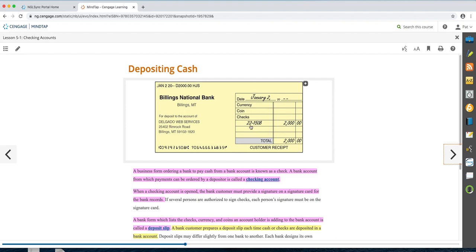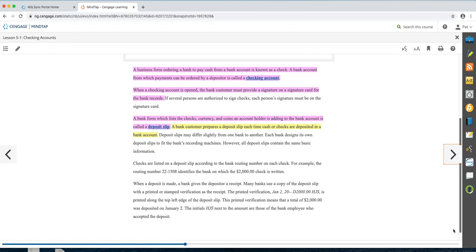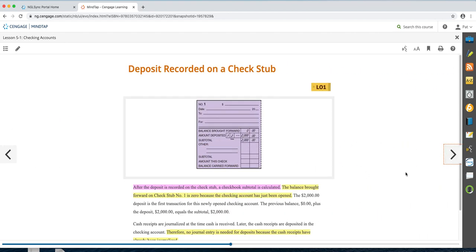So you'll be asked to fill out a deposit slip, date it, and if it's checks, if there's currency, if there's coins, add them all up and get a total. Now, later on, we'll talk about journalizing those. But for right now, we're okay.